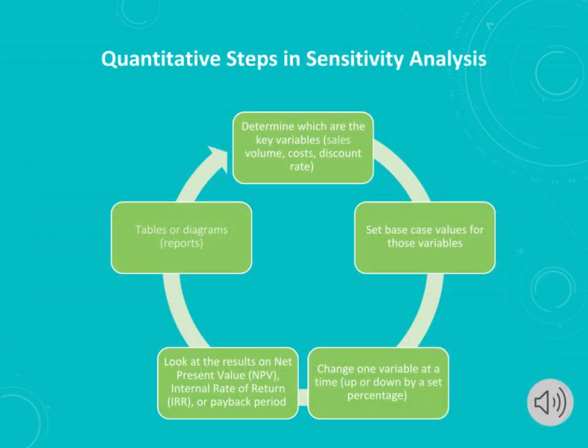Now, let's break down the steps. First, we identify key variables that significantly affect project outcomes, like unit sales, operating costs, or the cost of capital. Next, we determine the base case scenario, which is our best estimate of these variables. Then we adjust one variable at a time, either increasing or decreasing it by a percentage, and observe the impact on financial indicators like NPV or IRR. By changing one variable at a time, we isolate its effect on the project's outcome.